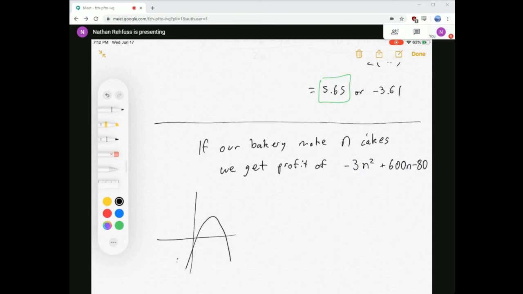So my question is, how many cakes should we make to make the most money? If we make too many, no one's going to want to buy them. If we don't make enough, then we're not going to make the money from selling them. So if we're just concerned with maximizing profit, we can find out the maximum profit is this amount right here, and it's at this number of cakes. Well, that's the vertex. So I should make n equals negative b over 2a. So that's negative 600 over 2 times negative 3. I should make 100 cakes.